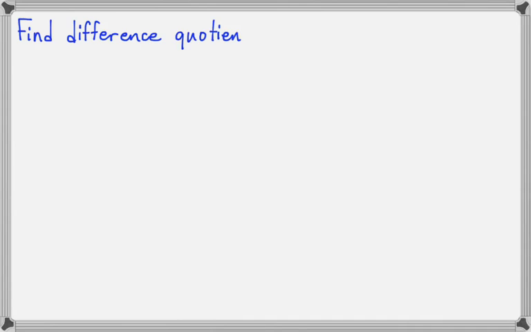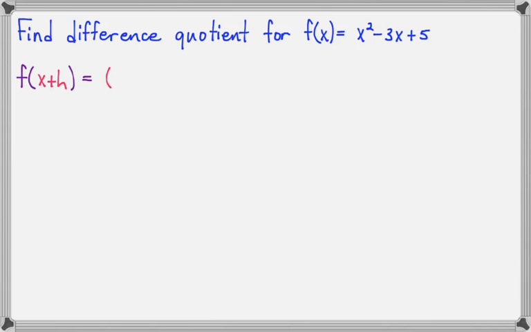Now let's find the difference quotient for f of x equals x squared minus 3x plus 5. So this function will not graph a straight line. This would curve, so the slope is not going to be just a constant number like it was in the last example. So step 1 is to find f of x plus h.